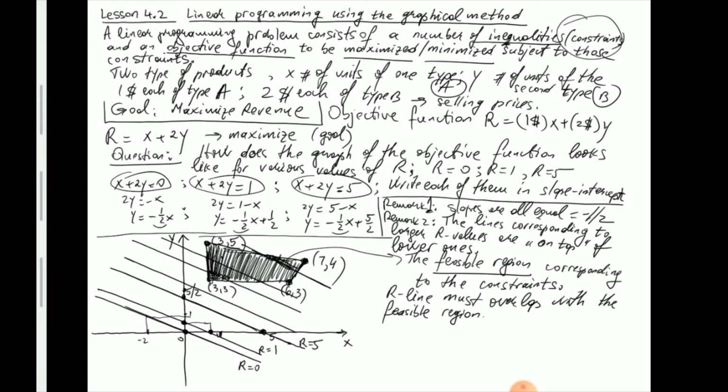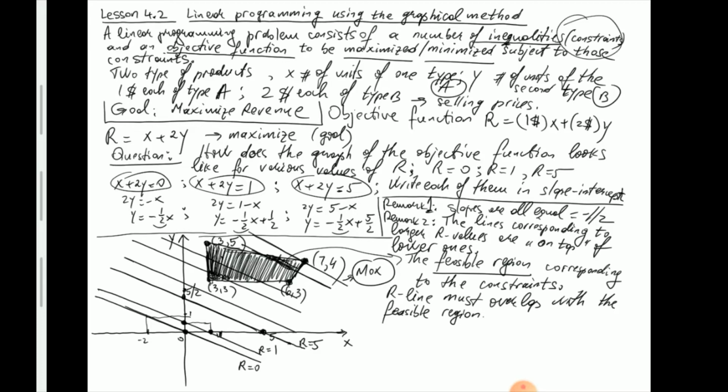And the key thing to notice is that you can keep on going up and keep on getting larger and larger values of R until you hit a certain corner. In this particular case, it will be 7, 4. And that'll be basically the best you could do. So that is basically the maximum possible of the revenue subject to these constraints.